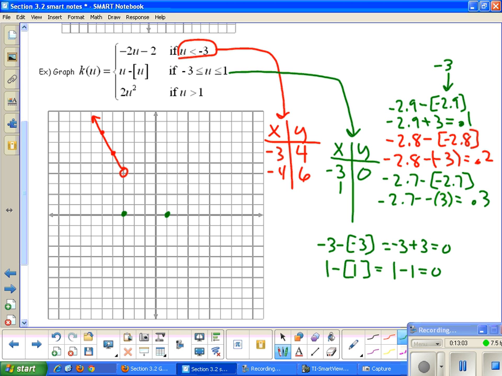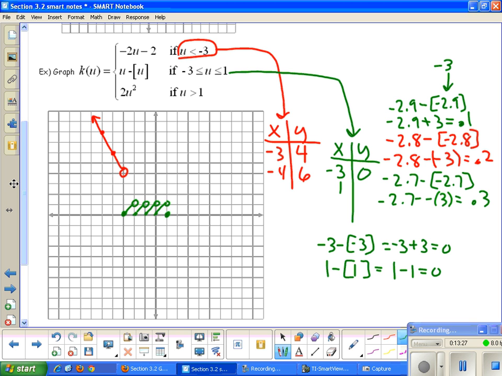So notice that it appears my graph is doing something like this. And if I do the next one, each of these values in between would go something like that. And then we only have values in between. And again, you can keep plugging in points to see that.